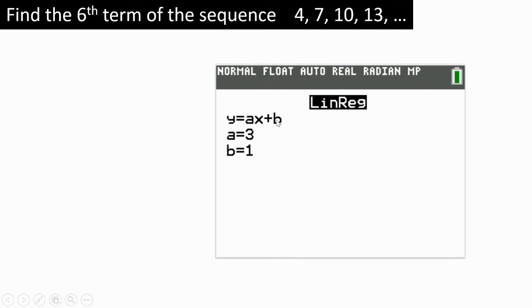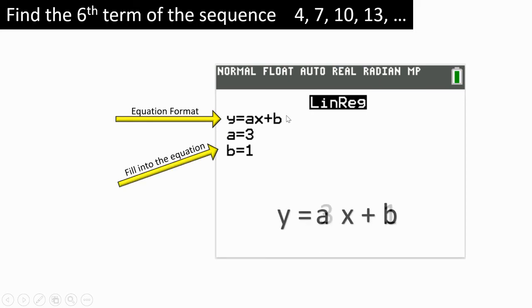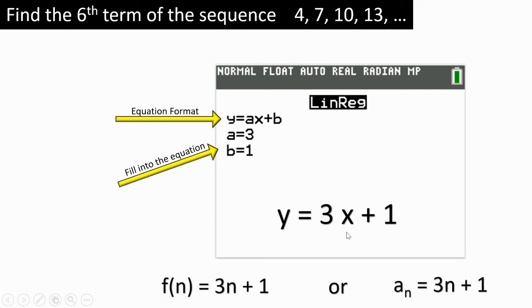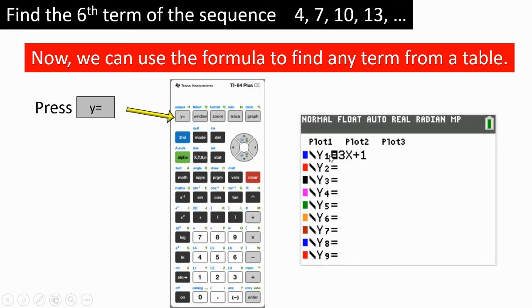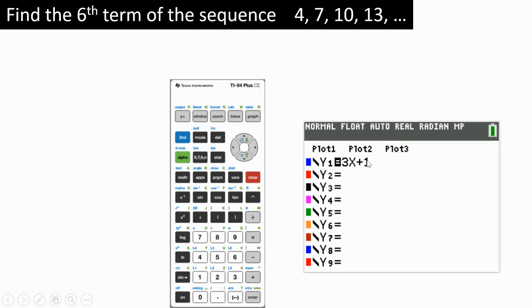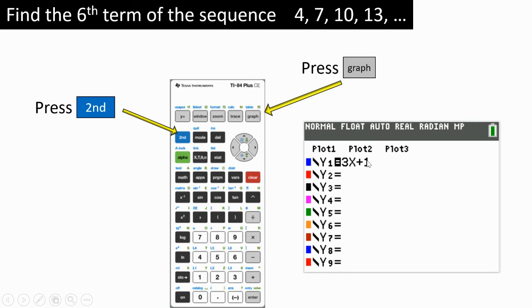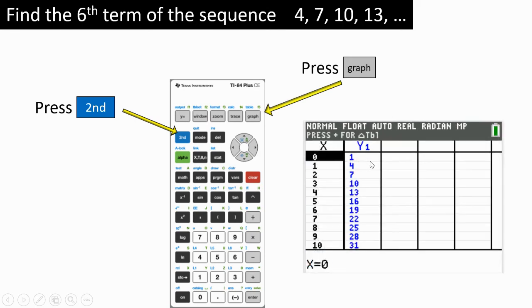This is your slope. This is your y-intercept. And so you put 3 where a is and 1 where b is, and you got your equation, okay? And so we end up getting y equals 3x plus 1 as my equation. Now, I can take that and I can plug it into my calculator. I hit y equals, I type in 3x plus 1, and then I'm going to hit second graph, and that's going to take me to my table.